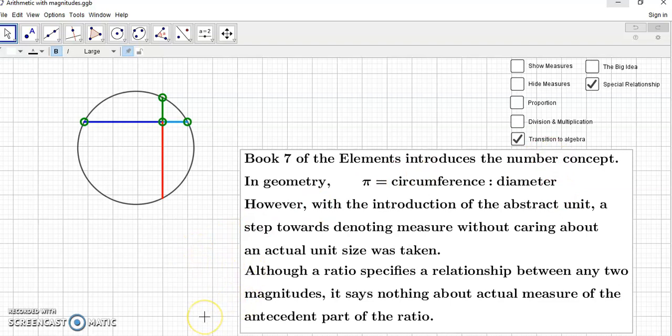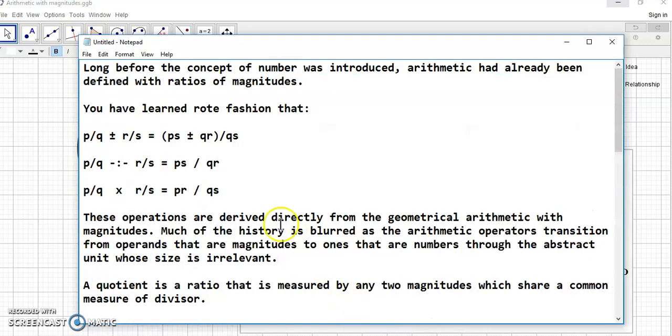So what I wanted to show you here is that arithmetic, which came from geometry, was already defined with magnitudes, ratios of magnitudes, and gradually you came to all these operations. So for example, you learned rote fashion that P over Q plus or minus R over S is equal to this expression on the right here, right? You take a common denominator and you get what you have on the top. Similarly, if you take the quotient, you have PS over QR, and multiplication also with PR over QS.